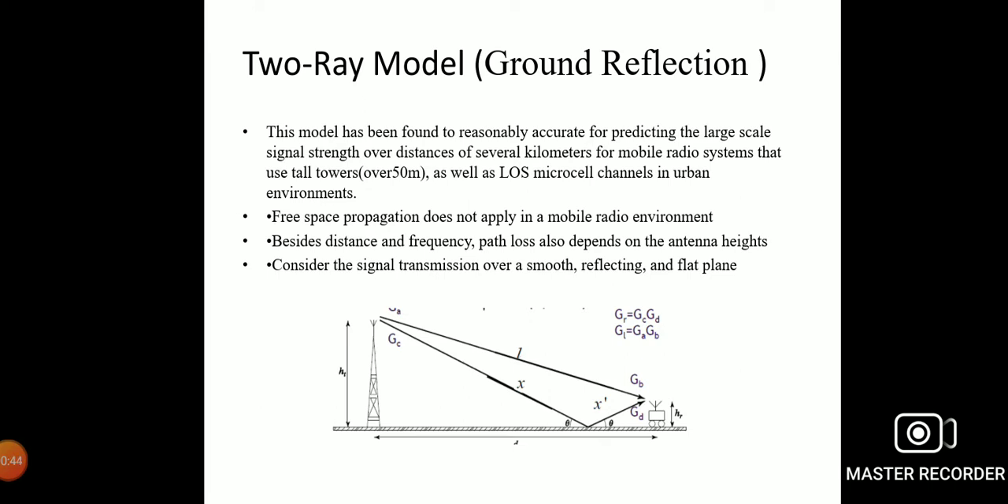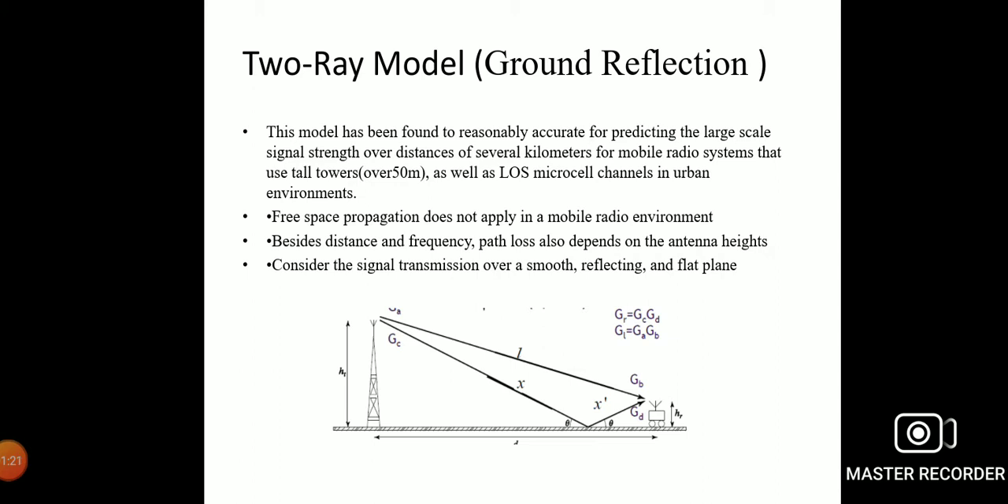In mobile communication, the two-ray ground reflection model is more accurate than the free space propagation model. The two-ray propagation model considers the direct path, reflected path, and geometric path. These models hold good for large scale strength predictions in wireless systems. For example, we can see the block diagram.